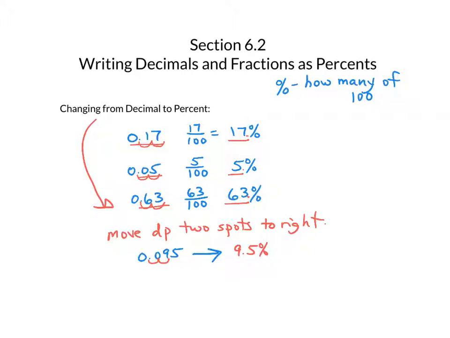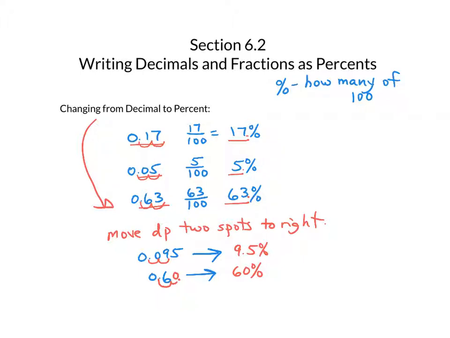9.5%. If I was given 0.6, and if I wanted to change that into a percent, I'm going to move the decimal point 2 spots to the right. I move it 1 spot, but then I need to add a 0 to that so that I can move it 2 spots. So 0.6 is the same thing as 60%.